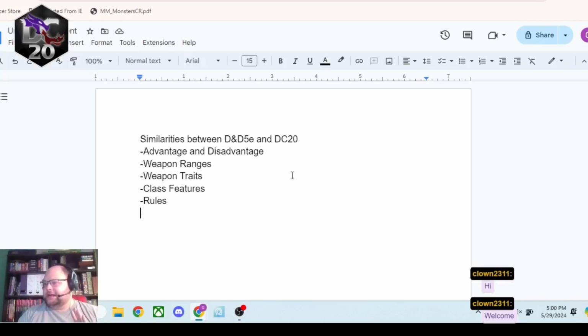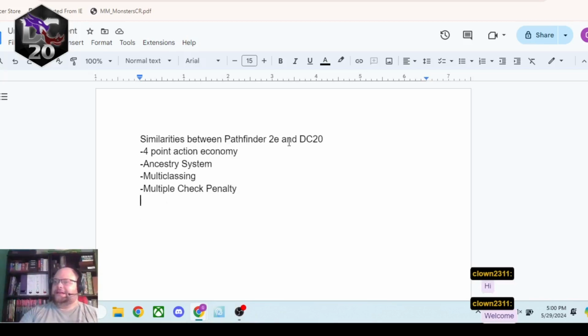I think when it comes to actually playing the game, it plays like 5th edition. With the exception of the 4-point action economy, DC20 plays like 5th edition. But that 4-point action economy from Pathfinder 2nd edition is kind of what fuels the entirety of combat and gameplay that is not exploration or social.